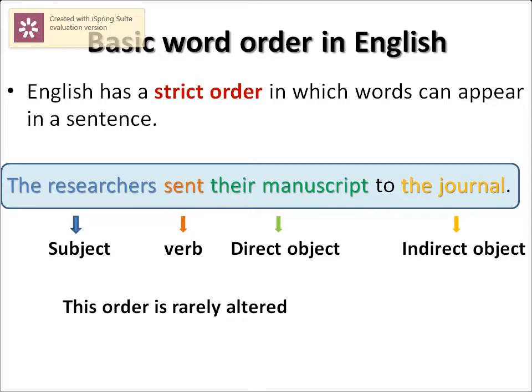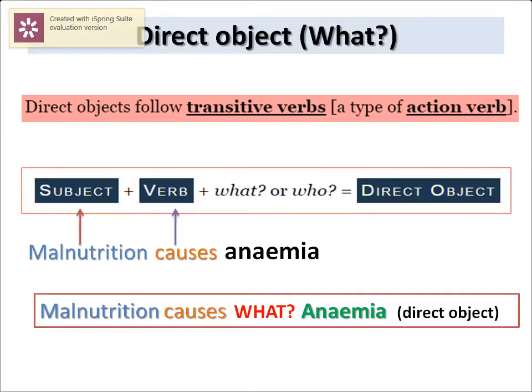English has a strict order in which words can appear in a sentence. The order is subject plus verb plus direct object plus indirect object. Keep them as close as possible to each other. This order is rarely altered. As a rule, the direct object comes after the verb, transitive verbs, and is the answer to what.